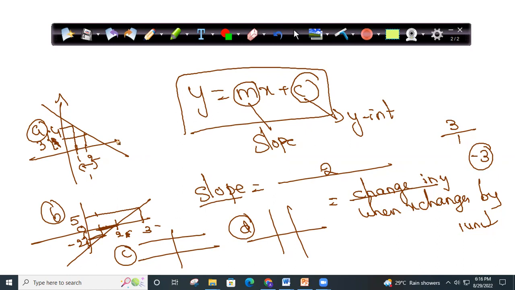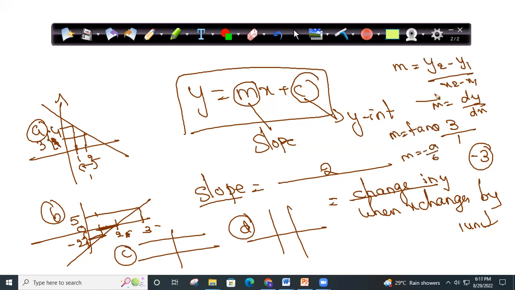Whenever I ask what is slope, what do IIT students generally say? They say m is equal to y2 minus y1 by x2 minus x1. Or they may say m is equal to dy by dx. Or m is equal to tan theta. Or m is equal to minus a by b. Like this, they might give 100 formulas to find slope.